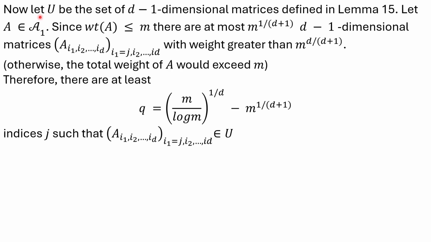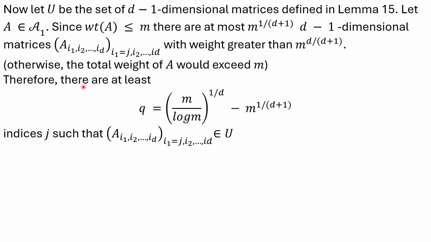Now let U be the set of D-1 dimensional matrices defined in lemma 15. Let A belong in A1. Since the weight of A is less than or equal to m, there are at most m to the power of 1 divided by D plus 1 D-1 dimensional matrices with weight greater than m to the power of D divided by D plus 1. If this was wrong, then we can multiply this number here with this number here, and we'll get that the weight of A is greater than m, which is not correct.